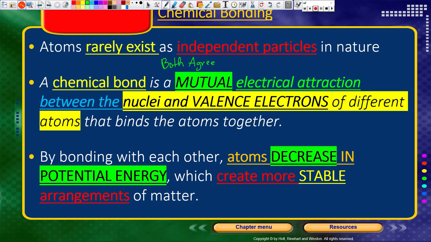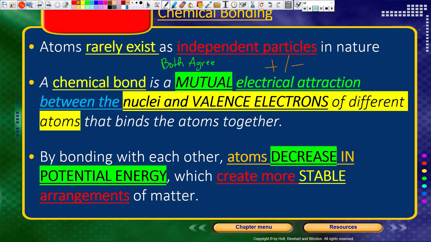Electrical attraction. Let's stop there. What does electrical attraction mean? Positives and negatives. Okay? Where does the positive come from in an atom? Protons, which are found in the nucleus. Where does the negative come from, the electrons? And where do they come from? And don't say cloud. Orbitals. Very good. Let's keep going.